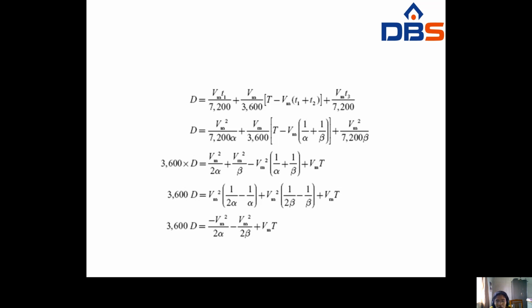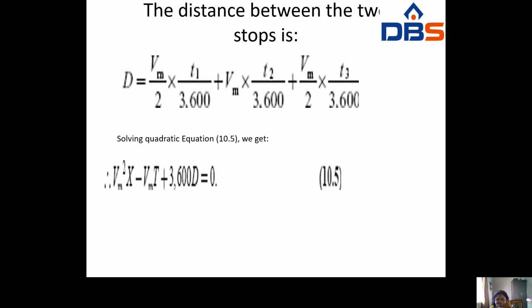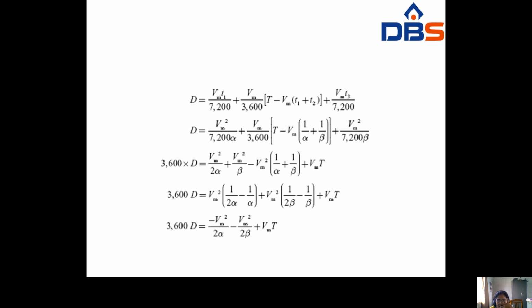Okay, so here there is no Vm. In the place of T2 we have to write T minus of T1 plus T3. So here Vm by 7200 alpha. Previously, at first you have to get T1, which is nothing but Vm by alpha. So at that time Vm into Vm by alpha becomes Vm square by 7200 alpha.